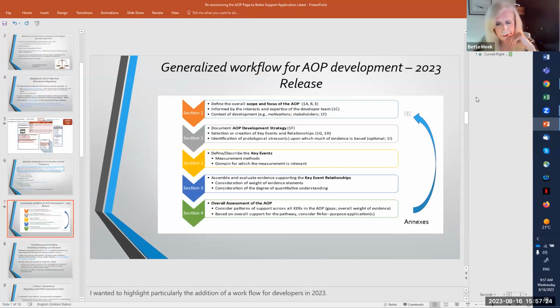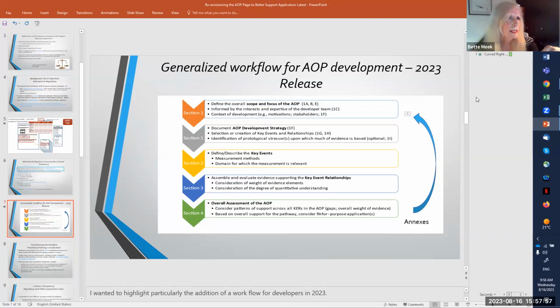Another aspect of the evolution of the guidance, the handbook and the wiki, was the inclusion of a generalized workflow for AOP development in the 2023 release. So it reflects the current organization of the wiki descriptions of AOPs, with some upfront consideration of the context of development and the development strategy in the first steps, but it's followed by text to encourage early consideration of the pathway-related priorities in AOP development.